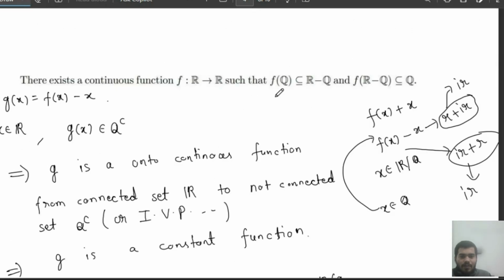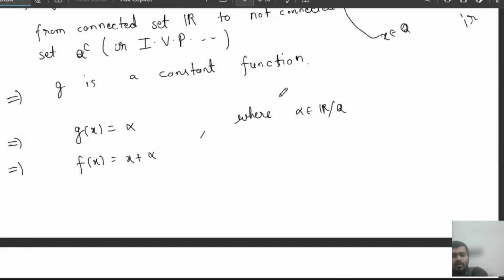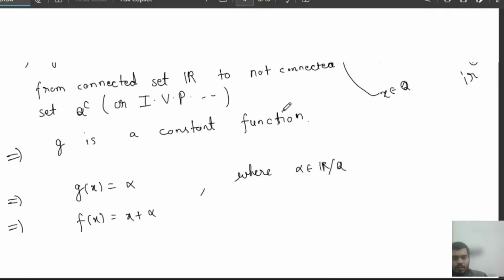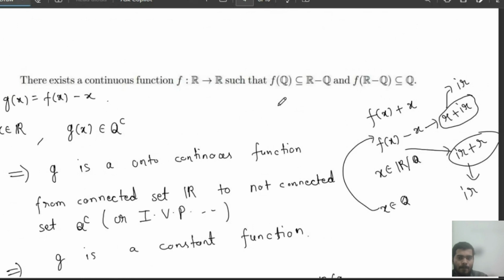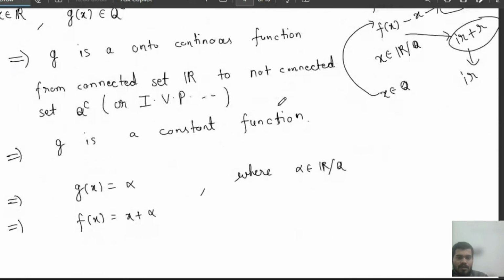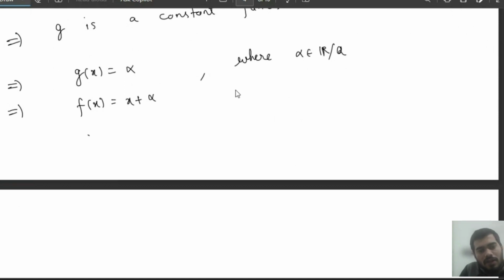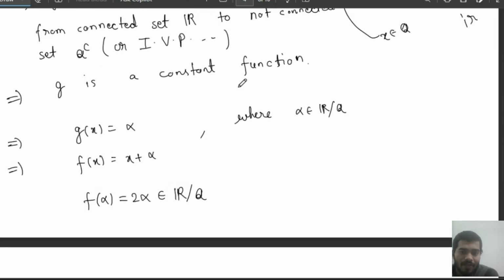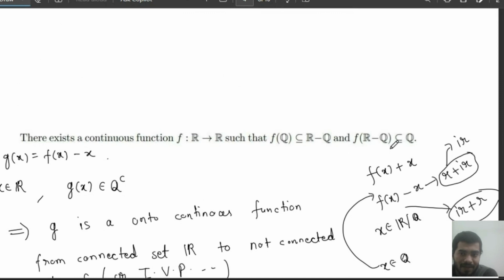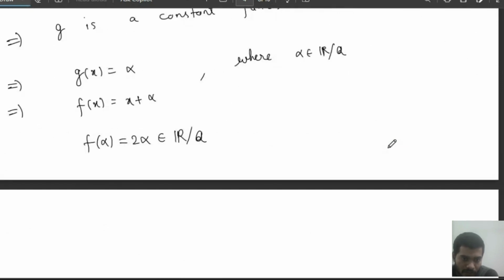Now can somebody tell me how can I show the contradiction now? We are just about to show the contradiction. No, it is a contradiction because if I plug in f(alpha), it will give 2 alpha, which is belonging to R over 2. But it is not possible because we know that the image of an irrational number by the given property is contained in the rational numbers, but the image of f is not a rational number, hence contradiction.